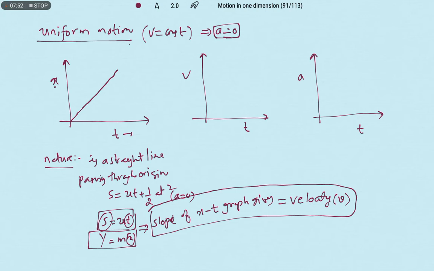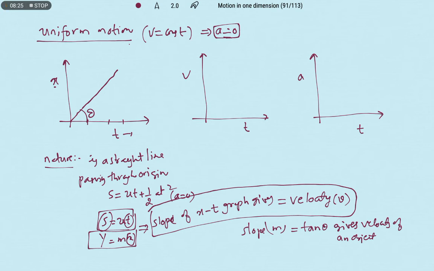Sometimes instead of giving the coordinates, they are going to express it in terms of angles. So the slope is nothing but tan theta. So tan theta gives the velocity of an object. So this is the importance of the xt graph. Okay? Now let us take the vt graph.